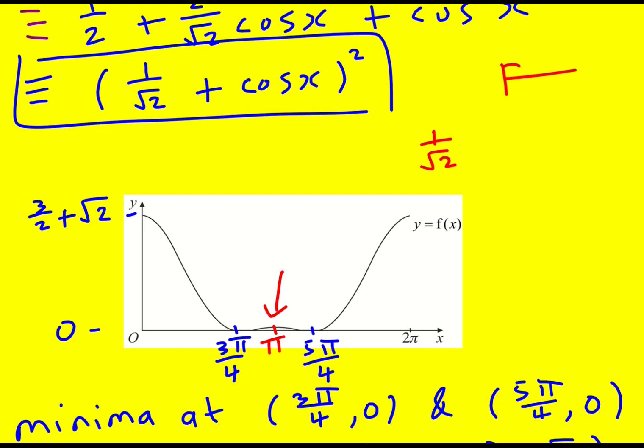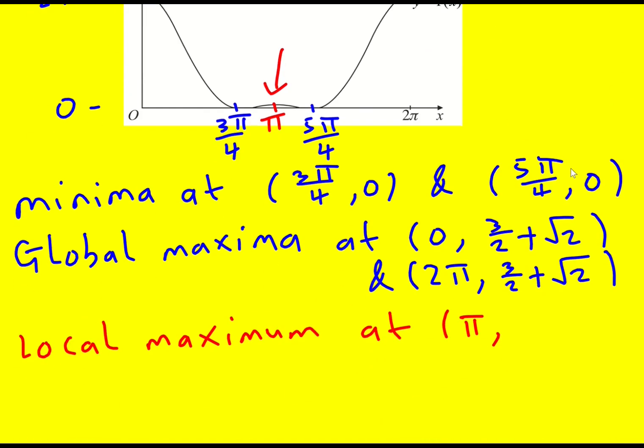Now remember, cos looks like this. It's actually minus 1 when x is pi, which will give a half plus 1 minus 2 over root 2. So it's going to be 3 over 2 minus root 2.